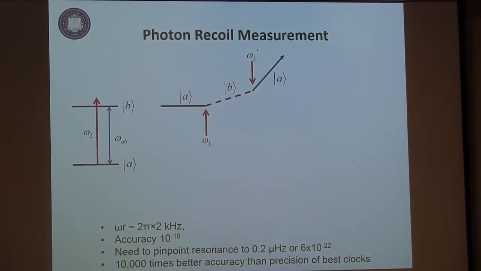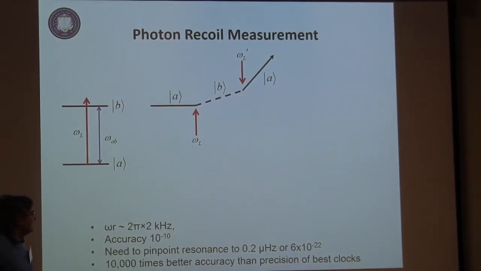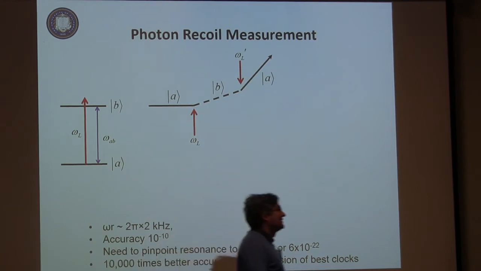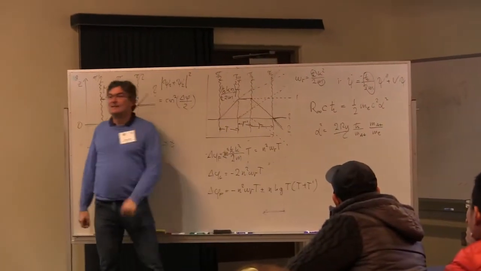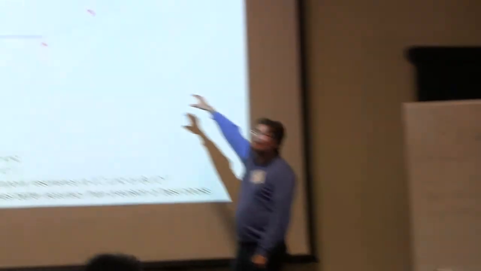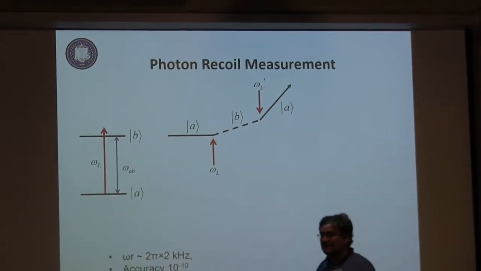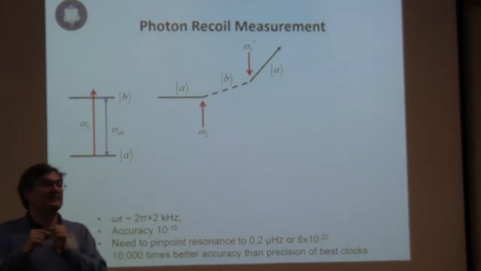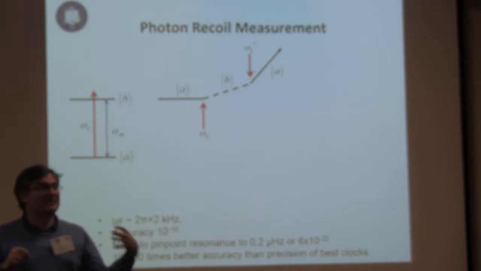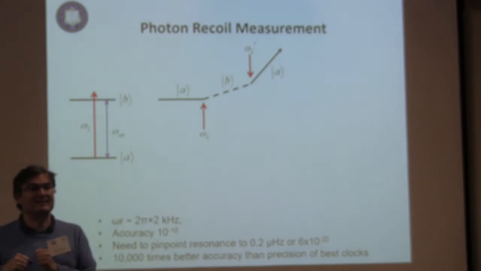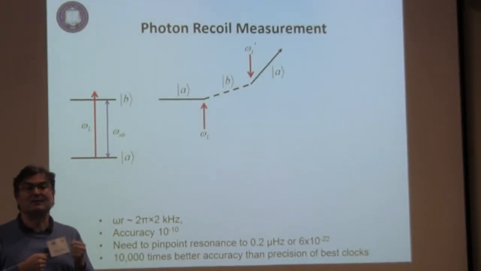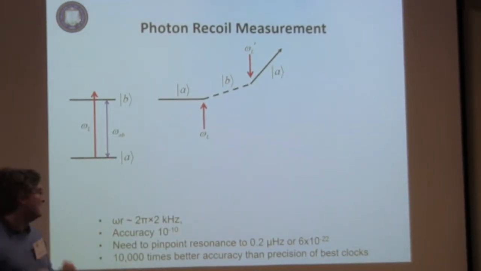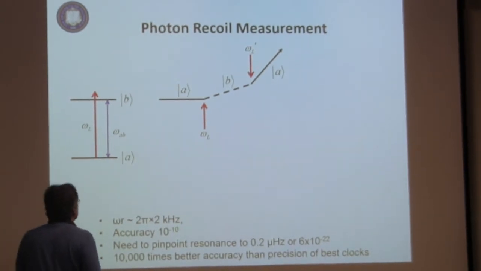Now, how to do this? Well, I want to say, let's build a Ramsey-Bordé interferometer from it, and just to show you how marvelous a tool this is, let's do it in a more primitive way, and let's just say, all I'm going to do is I'm going to hit my atom with a photon. It's going to start moving, and I'm measuring the energy of this motion, the kinetic energy after the atom has been hit with a photon. That's what I want to measure. That would be a measurement of h bar over m.